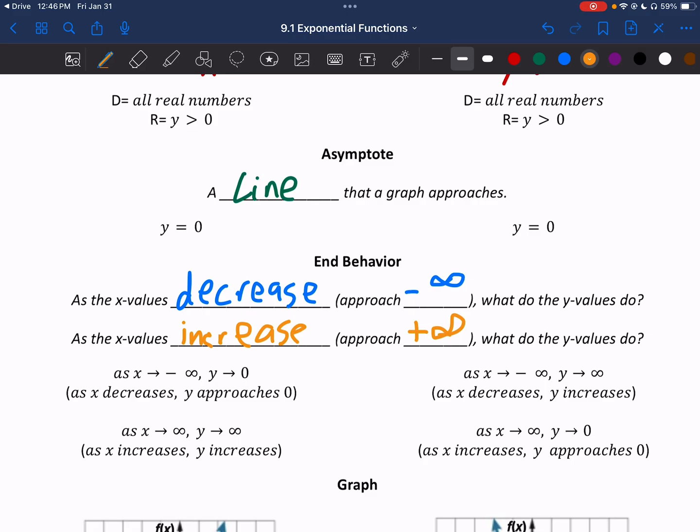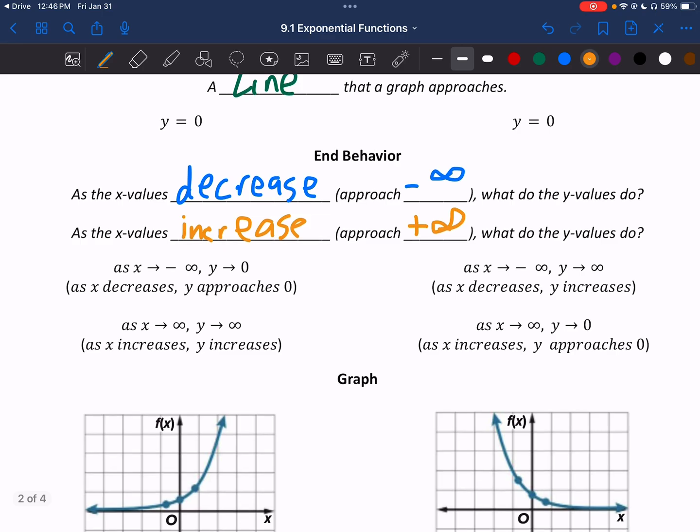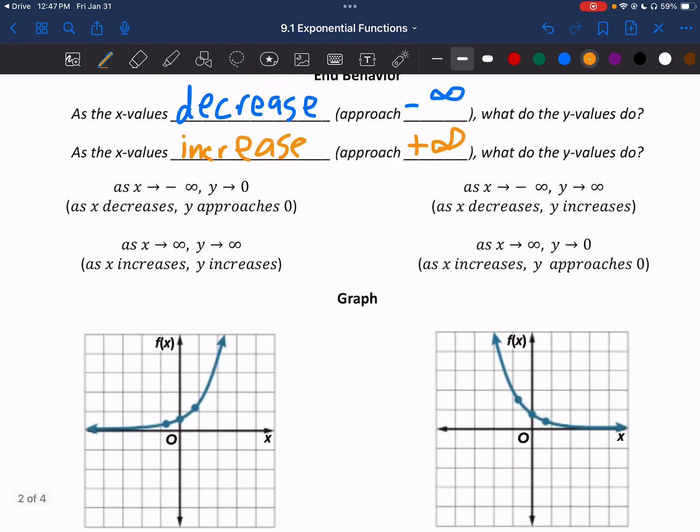So as x gets further and further to the left, what's happening? As x goes further and further to the right, what's happening? It's going to do one of two things. It's going to approach your asymptote, or it's going to increase or decrease to infinity. So in the case of our graph on the left, as the graph goes towards negative infinity, as the graph goes this way, it approaches the line, it approaches zero. And as x goes to positive infinity, x increases and y increases. So y also goes to infinity.